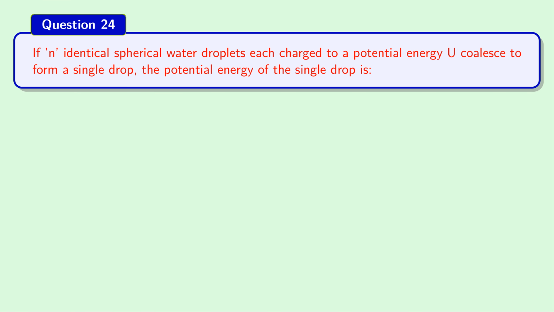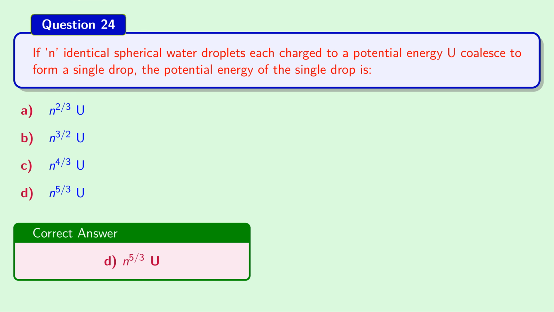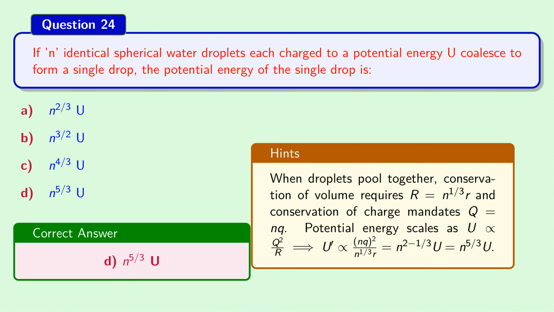Question 24. If n identical spherical water droplets each charged to a potential energy U coalesce to form a single drop, the potential energy of the single drop is. Here are the four options: A, n to the power of 2 over 3 times U, B, n to the power of 3 over 2 times U, C, n to the power of 4 over 3 times U, D, n to the power of 5 over 3 times U. Correct answer is option D, n to the power of 5 over 3 times U. Quick tip for this question.